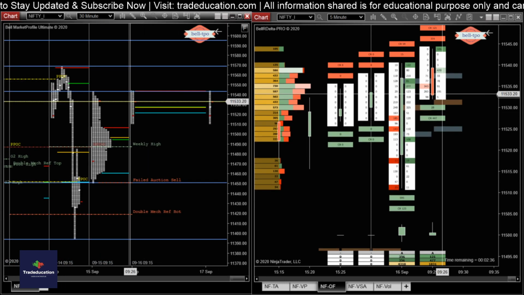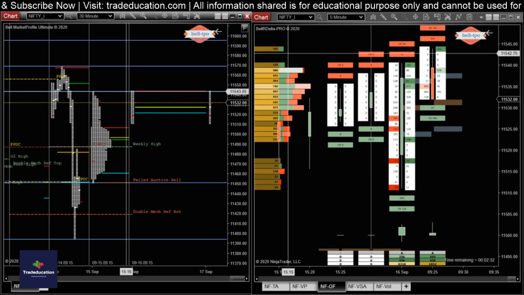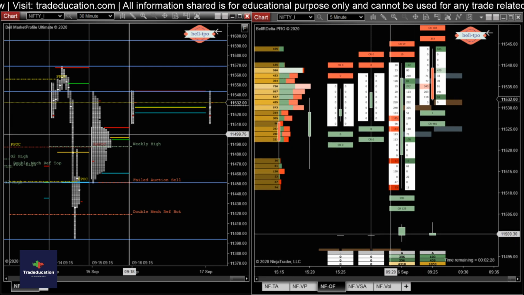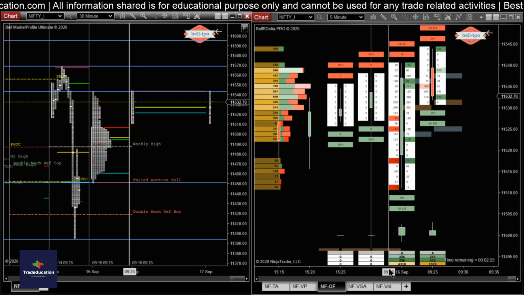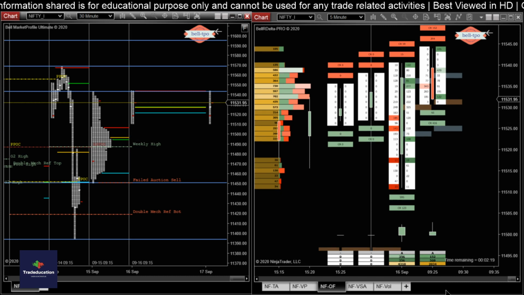So let sellers step in. These are where sellers are stepping in. We got one more anomaly at the top, one more anomaly at the bottom. Delta is turning flat. 4,000 contracts traded in the first 5 minutes. 2,000 contracts traded in the current auction.